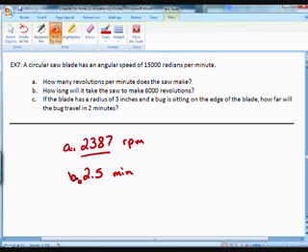If the blade has a radius of 3 inches and a bug is sitting on the edge of the blade, how far, if it could hang on, would the bug travel in 2 minutes? This is a pretty neat problem. So you've got this saw blade with a radius of 3 inches.